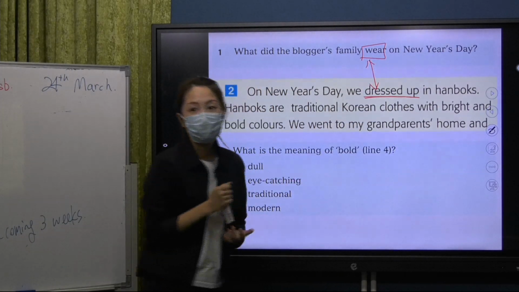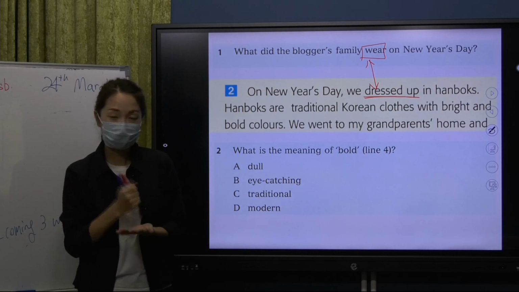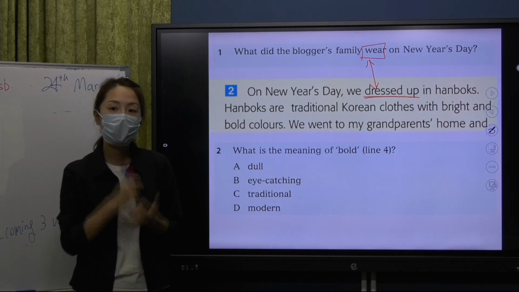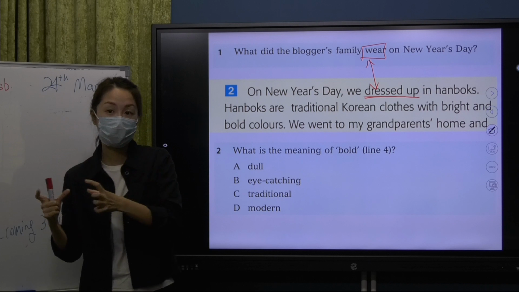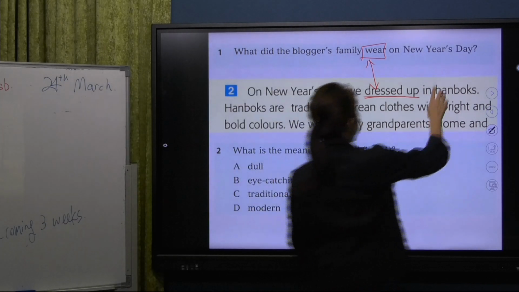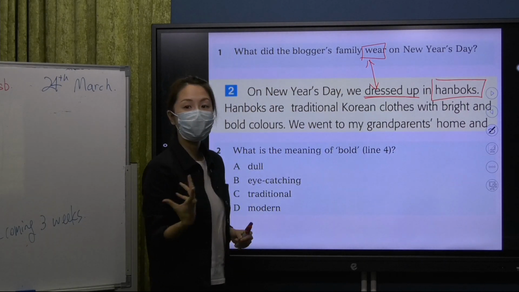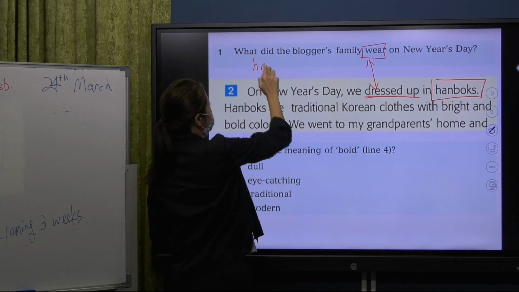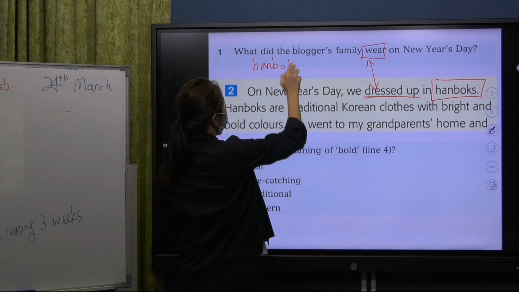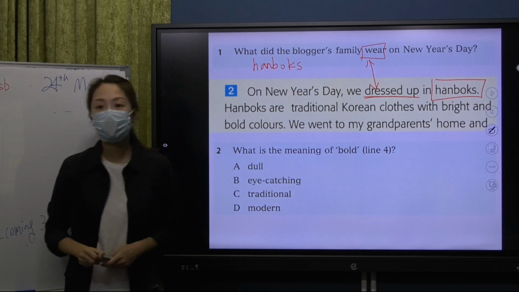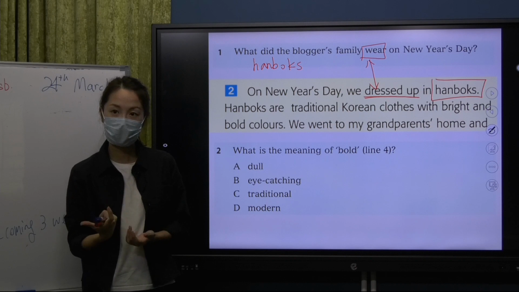So if you find the word that has the similar meaning after the verb, there should be the answer. So here comes the answer, right? So what did the bloggers wear? Hanboks, okay? So you have to learn how to find the keywords, okay?